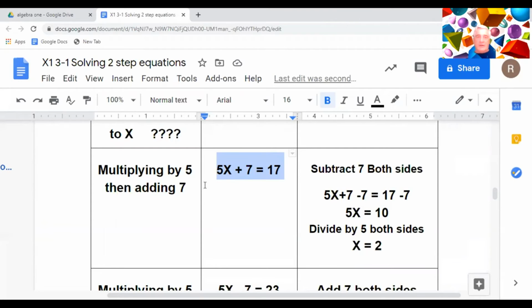So let's undo add 7. What do you do to undo 7? You subtract 7, both sides. I did that right here. Simplify it, and it comes out 5x equal 10.